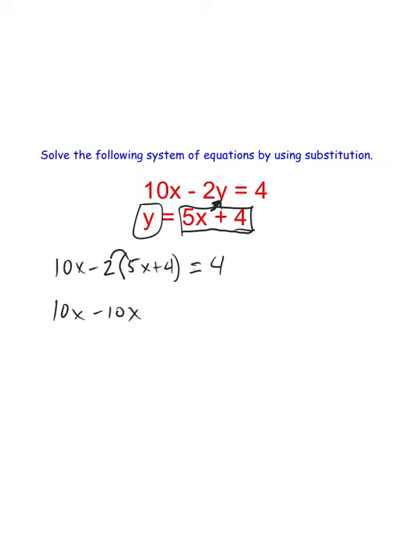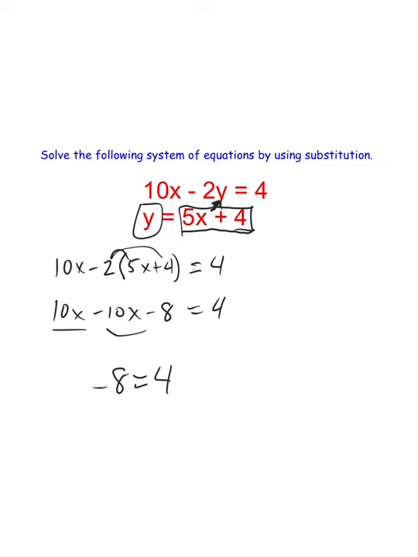So this is minus 10x. And then 2 times 4 is 8. But it's negative 8. Sorry about that. So I'm going to just write minus 8, which could be plus a negative 8. But you perhaps already saw this, we've got something interesting going on here. We've got 10x minus 10x. So what happens here is 10x minus 10x is 0. So we are left with negative 8 equals 4.